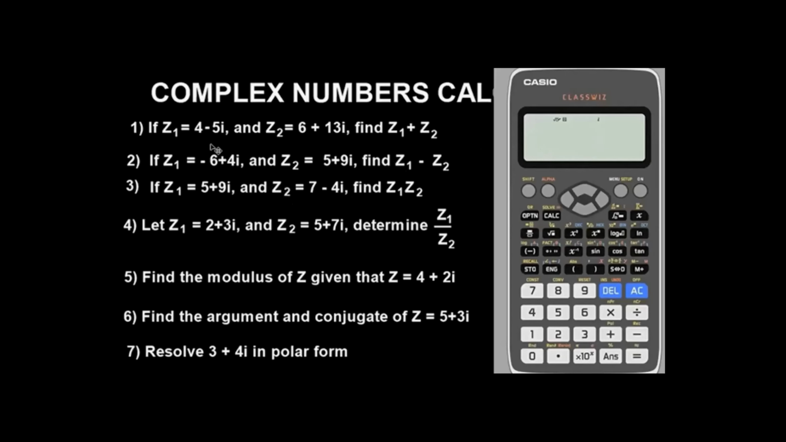Now, question 1 says if z1 equals 4 minus 5i and z2 equals 6 plus 13i, find z1 plus z2. Okay guys, simple addition. Now, for doing this, I recommend that you should be solving it with brackets. Don't just solve it straight like that. So guys, you put them in brackets respectively. So for z1 we have 4 minus 5i. To bring out the i, you press this ENG button, close the bracket, then put the plus sign, then open the brackets. Z2 is what? We have it to be 6 plus 13i.